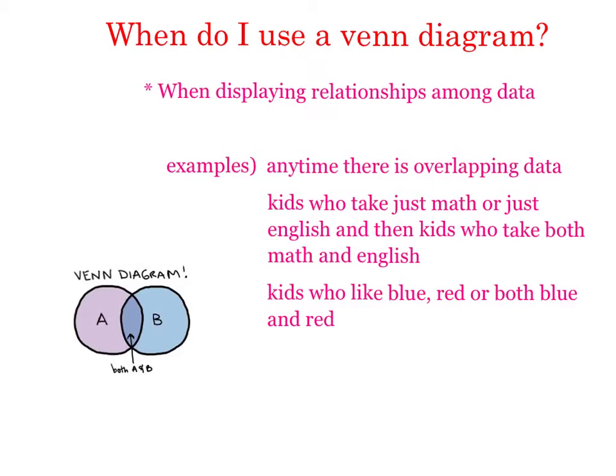When do I use a Venn diagram? A Venn diagram is used whenever you're displaying relationships among data. For example, anytime there is overlapping data, like kids who take just math or just English, and then kids who take both math and English. Or another example would be if you have kids who like blue or red, or maybe both blue and red.